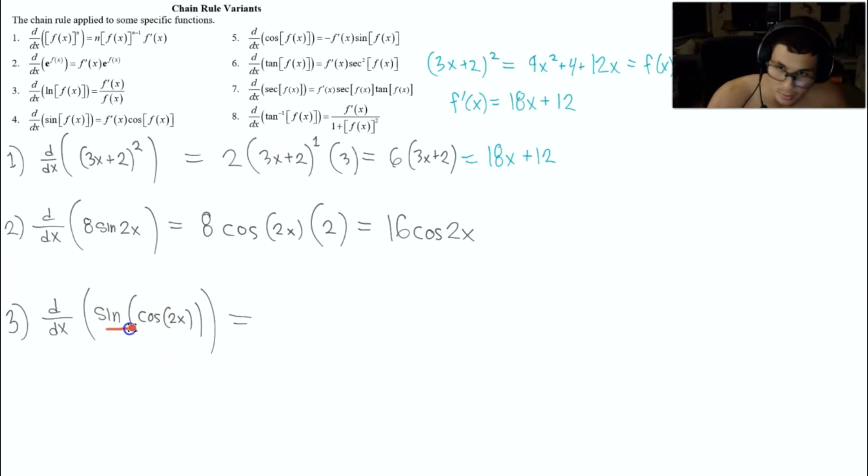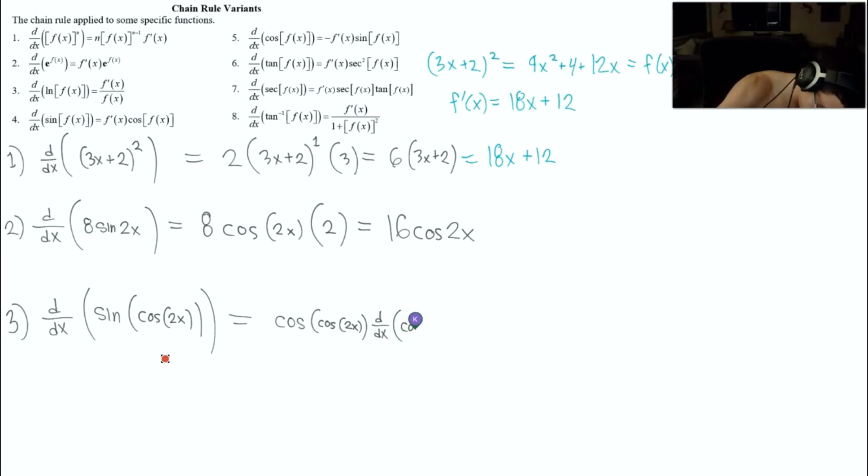Okay, so first, let's start with the sine. You're going to take the derivative of sine, so it's going to be cosine. And then everything here is going to be the same, so it's going to be cosine 2x. But then now it's going to be times this. It's going to be d dx of cosine 2x. Okay. So what's that?